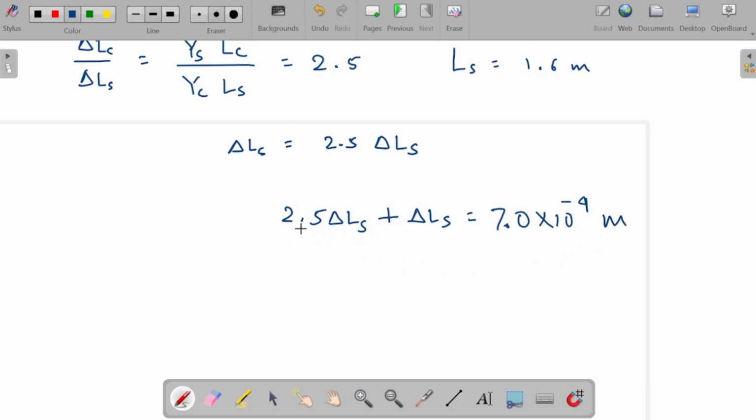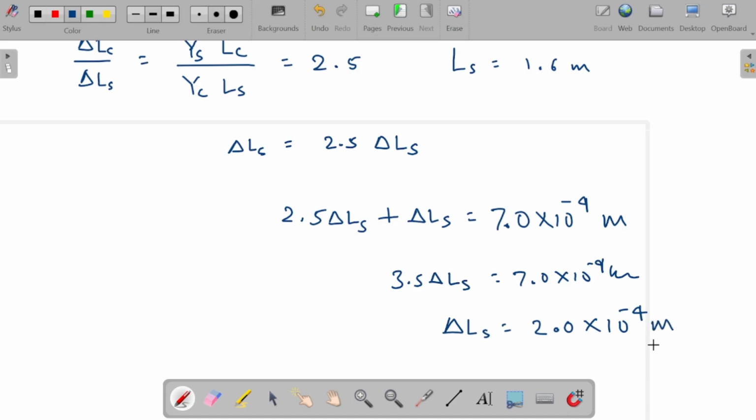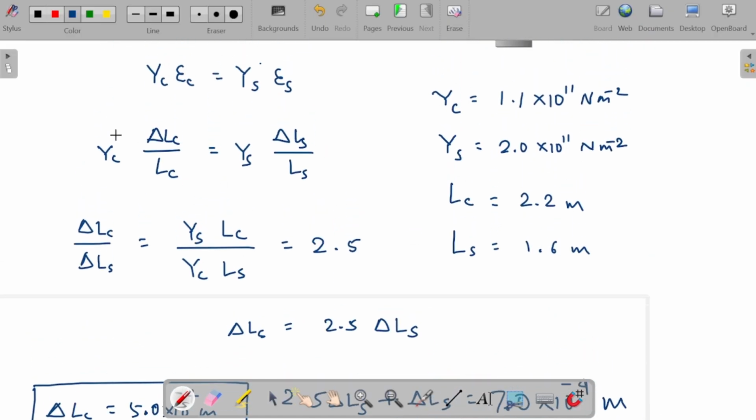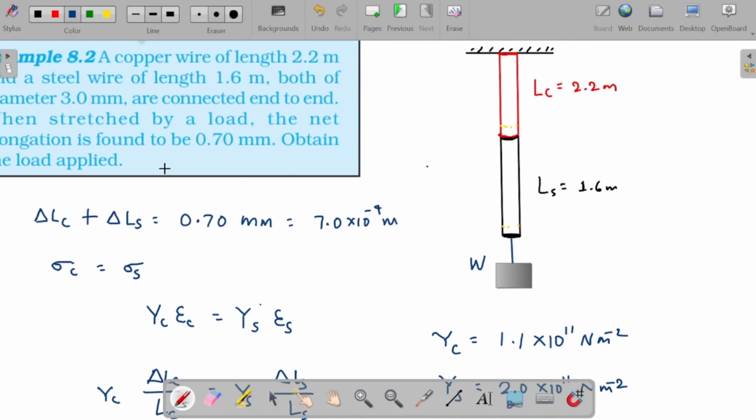Now you can see this is 2.5 plus this one, 3.5. You should calculate this thing by yourself. 7.0 into 10 to the power minus 4 meter, and let me write it directly. Delta LS will be 2.0 into 10 to the power minus 4 meter, and then you can find out what is the delta LC. So delta LC will be 2.5 times this value, so it will be 5.0 into 10 to the power minus 4 meter. So here we have elongation in the copper wire and in the steel wire separately. Now we can apply any of these two things to get what is the load applied here.